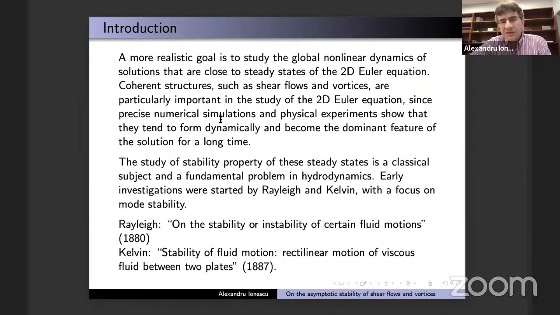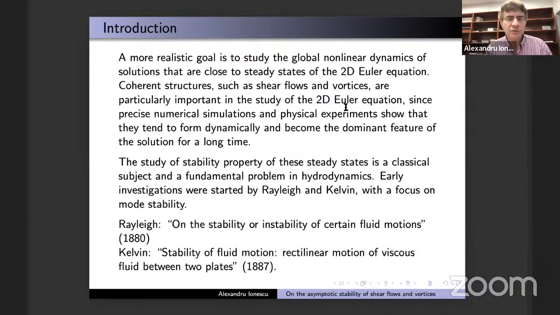The two classes of very important steady states that I'm going to talk about are called the shear flows and the vortices. They are particularly important because there are many numerical simulations that show that these states, in particular the vortices, tend to form dynamically. One can start from solutions that have nothing to do with vortices. A vortex is just a radial function, and radial functions in the vorticity formulation are stationary solutions. All radial functions are stationary solutions of the 2D Euler.